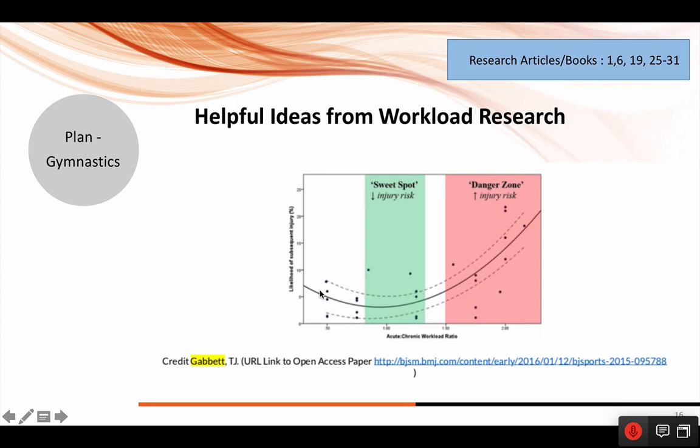So they had some more injuries in the people who weren't prepared in their training load, right? Then it kind of dropped off, and then they had a big spike in people who were doing too much. But I think that this helps put it into more of a statistical point of view if you're someone who likes looking at the data points.